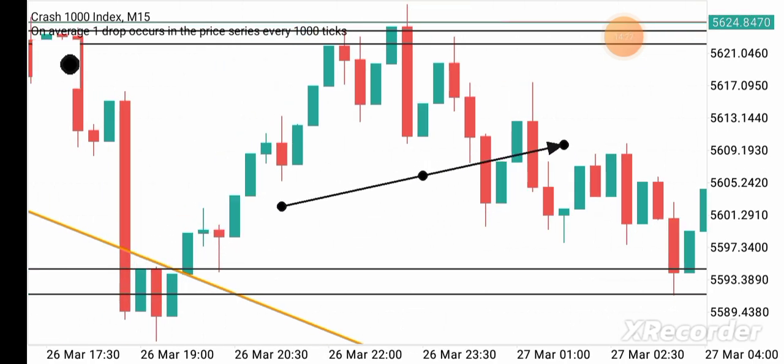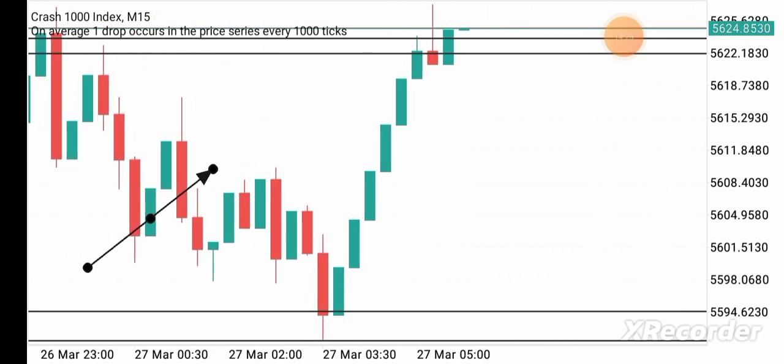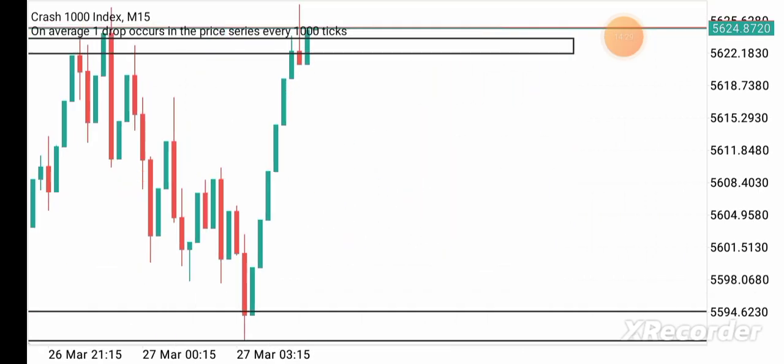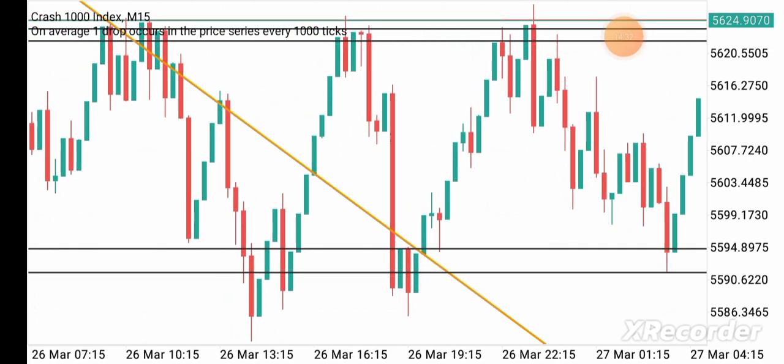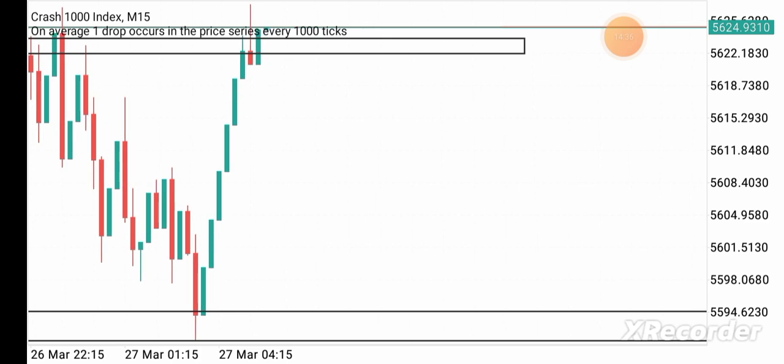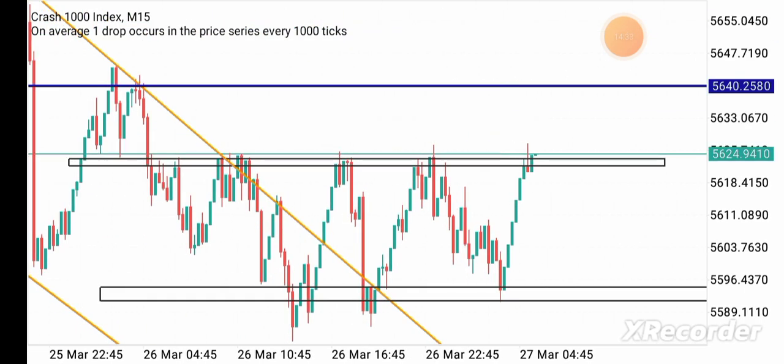So all I want us to do is just to watch out and try to apply this kind of analysis on other markets, like maybe Crash 500, Crash 1000, Boom 500, Boom 1000. Try to apply these things and practice them, because the more you practice them, the better you get at them.